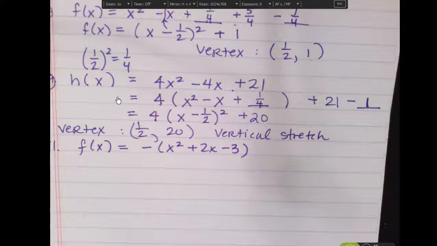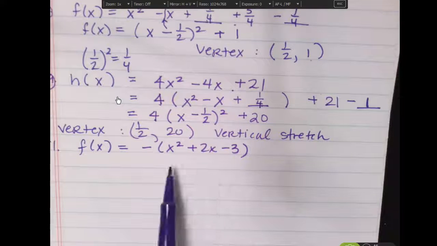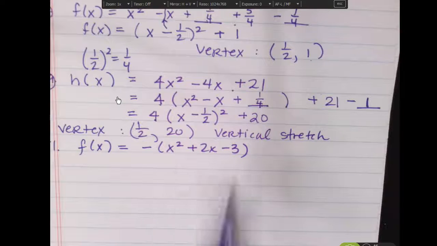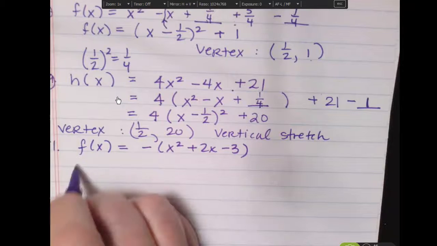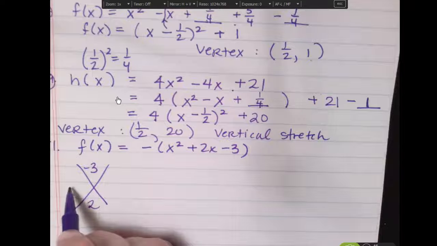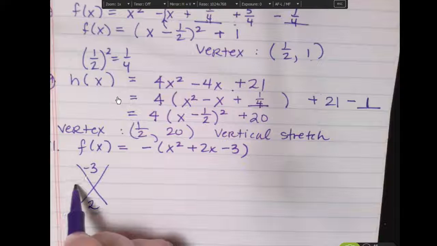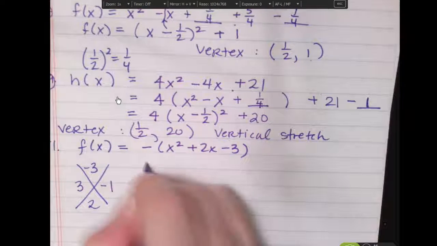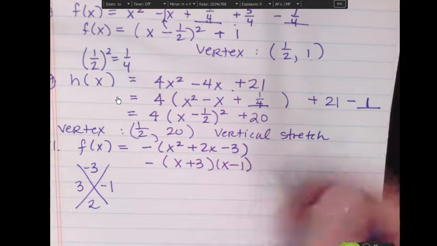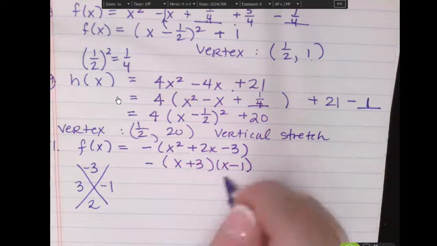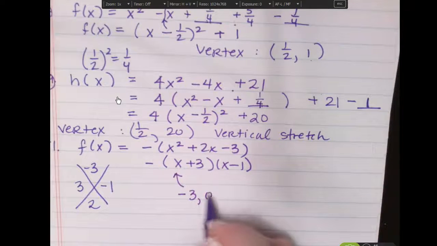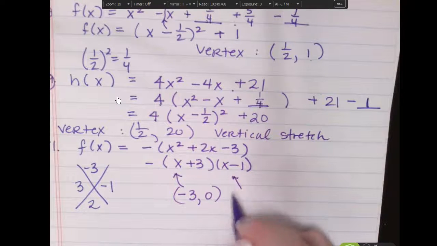Okay, so first thing I want to do is, well, I could go ahead and factor it. So I'm looking for something that multiplies to be negative 3 and adds to be 2. So that would be a positive 3 and a negative 1. So let me go ahead and write that out. And so I can identify my x-intercepts, negative 3 and positive 1.